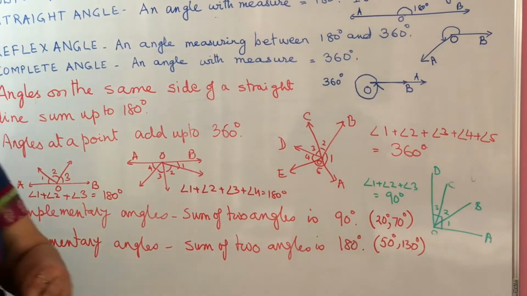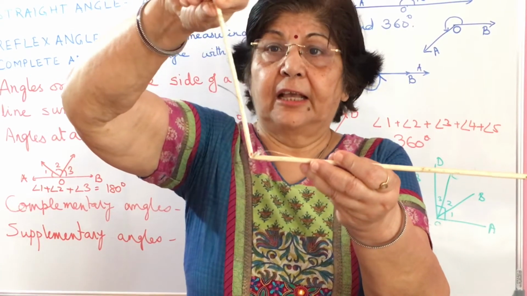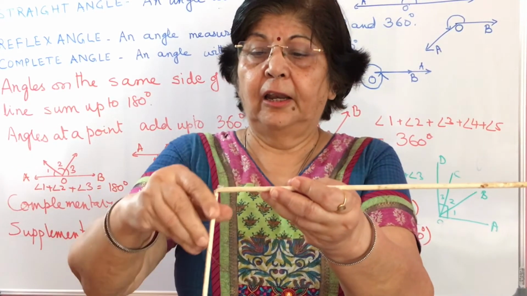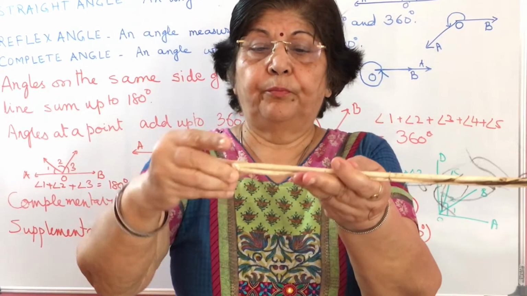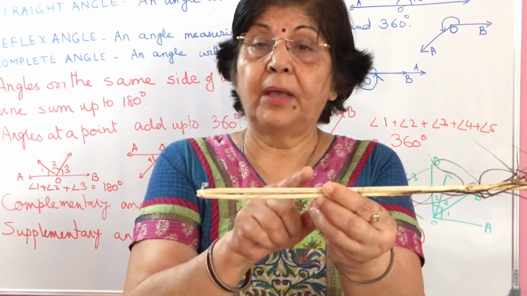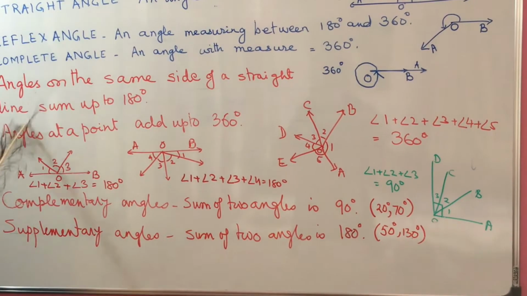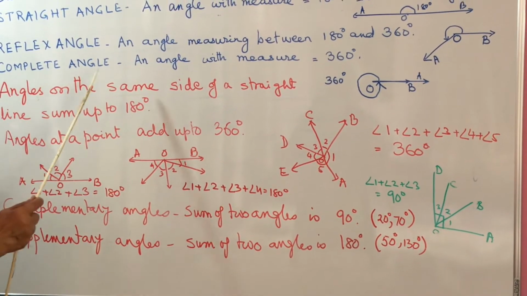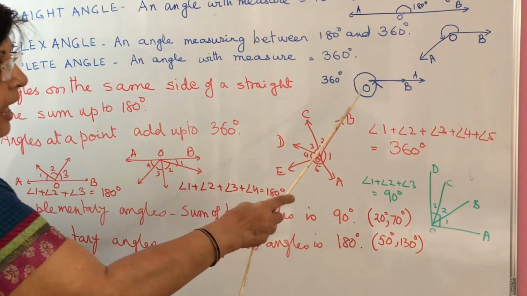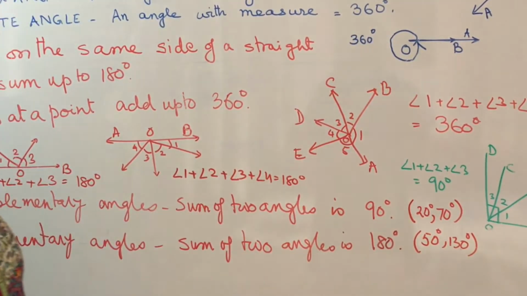And lastly, we come across what we call as a complete angle. Quarter of a rotation, half rotation, and then we make a full turn around the other arm. When the second arm has made a full turn around the first arm, then the angle that has been traversed is called a complete angle. An angle which measures 360 degrees. I have shown it here. This whole angle is 360 degrees.